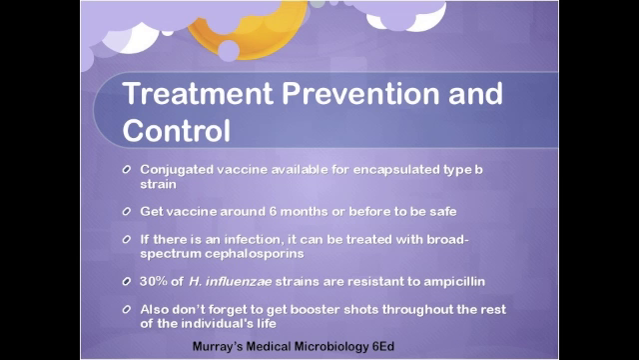Treatment, prevention, and control includes the conjugated vaccine, which is available only for the encapsulated type B strain. If you want to get this vaccine, it's ideal to get it between 6 months to 6 years of age. You can even get it before 6 months just to be safe.